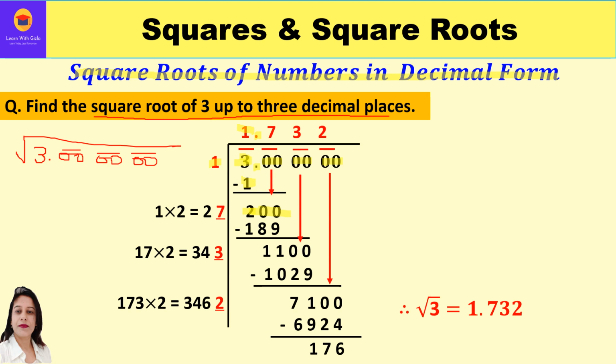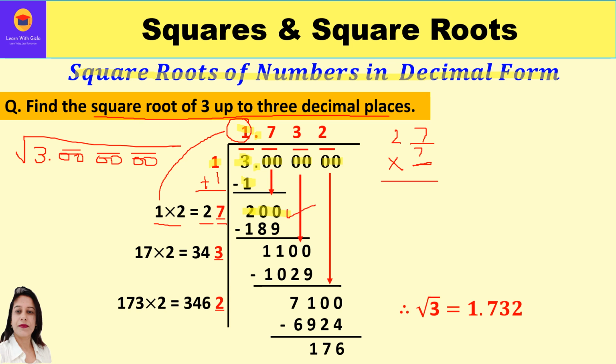Now we will take the quotient over here and we will double it. So 1 into 2 is 2, and further we'll keep a blank. Another way of finding this 2 is we can just add the new quotient, that is 1, to 1. 1 plus 1 is 2. Now we have 2 over here and a blank. We have to think of a number that should come in this blank, and the same number will be multiplied to get a product which is less than or equal to 200.